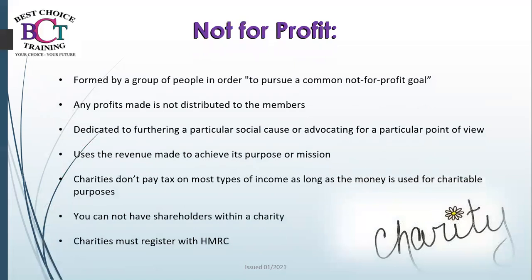Not-for-profit, formed by a group of people in order to pursue a common not-for-profit goal. Any profits made are not distributed to the members. It is dedicated to furthering a particular social cause or advocating for a particular point of view. It uses the revenue made to achieve its purpose or mission, and charities don't pay tax on most types of income as long as the money is used for charitable purposes. You cannot have shareholders within a charity, and charities must register with HMRC.